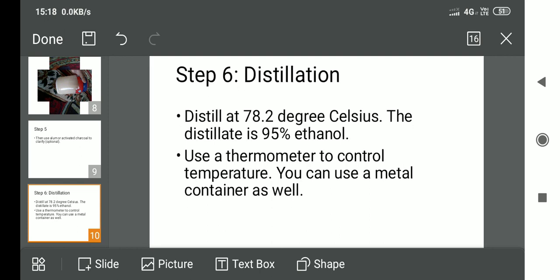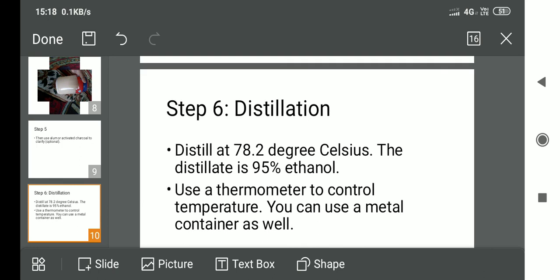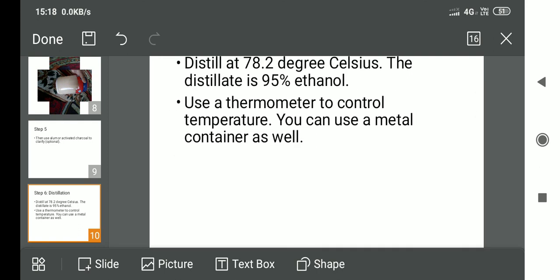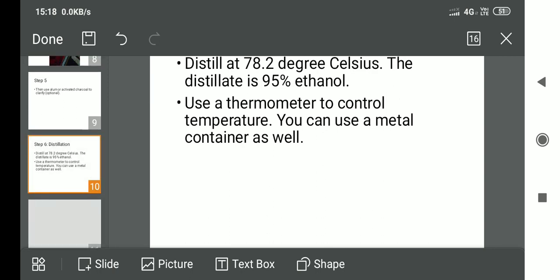We cannot use 100 degrees Celsius, because it will be a very high temperature. A thermometer may be used to control temperature. You can also use a metal container in this distillation process. Thank you.